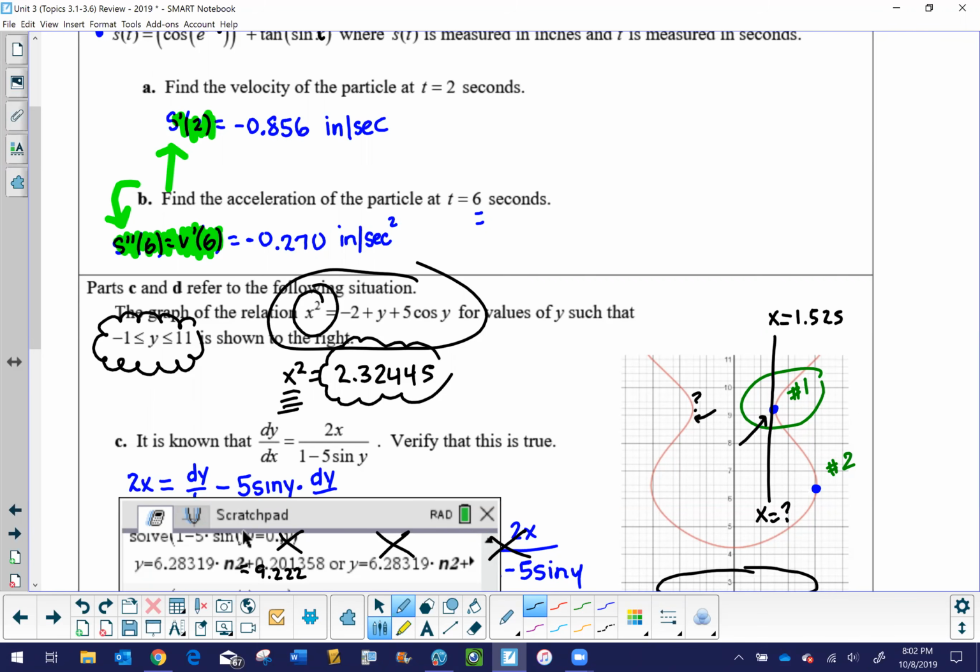I don't want anybody to be intimidated by this problem. There's a lot going on with it, but most of it is just your comfort level with the calculator.